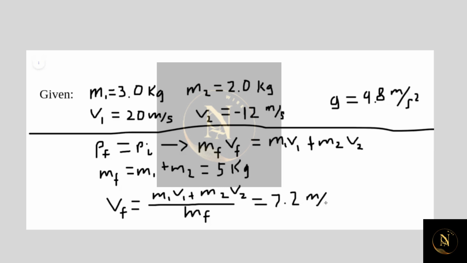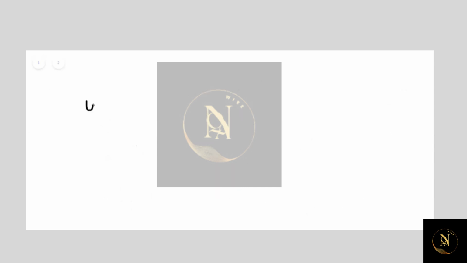Okay, well, this final velocity of the ball is going to be the initial velocity for our free fall for conservation of energy. So from conservation of energy, the initial potential energy plus the initial kinetic energy is equal to the final potential energy plus the final kinetic energy. Well, the initial potential is 0. The final kinetic is also 0.